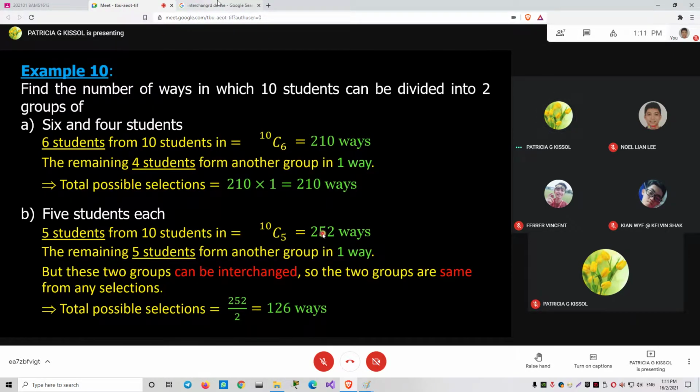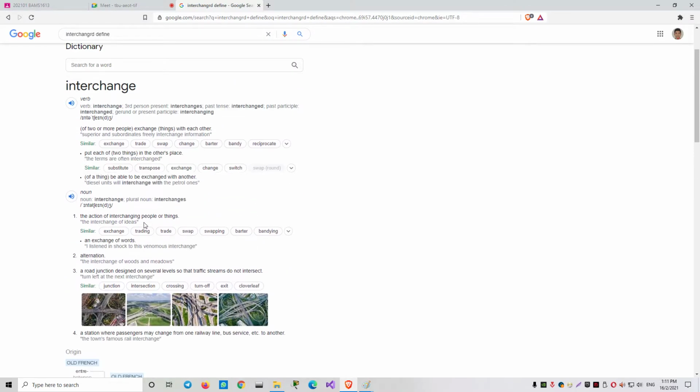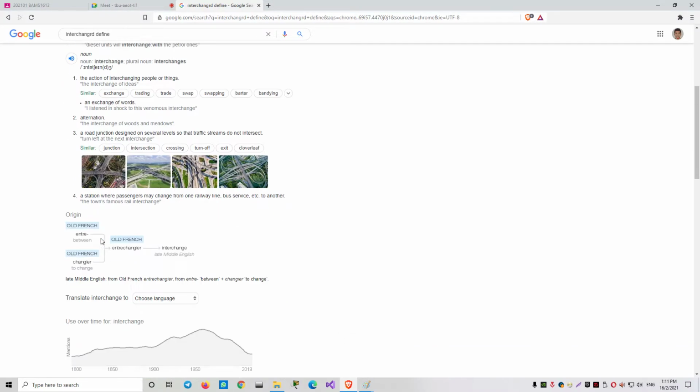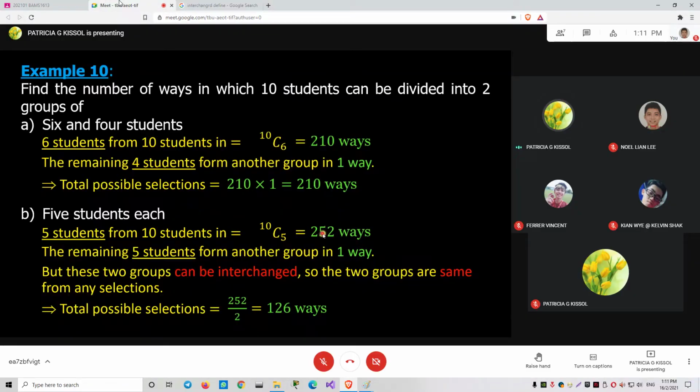I'm not really focused. I need to focus. How to explain? I worry if I use the wrong words, you know, let me try to find the interchange words, the meaning of it.